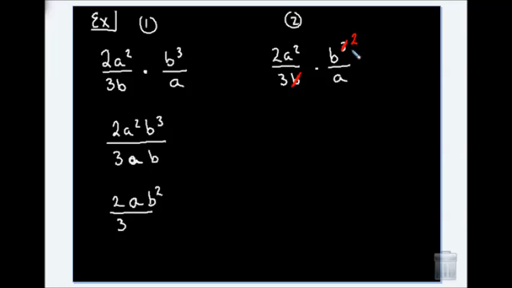I'll do the same thing with the a's. I have 1a down here and 2 a's up here. I'm going to take away 1, and that'll leave me with 1. So then what I have now is 2a over 3 times b squared over 1, because that a went away, so we put the 1 in as the placeholder. And then I multiply them together.